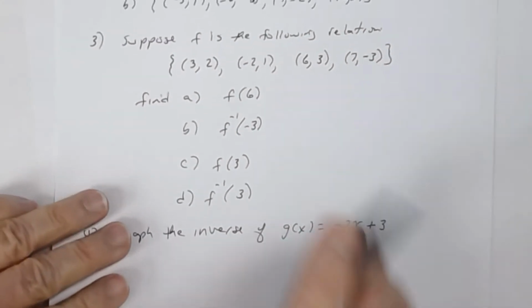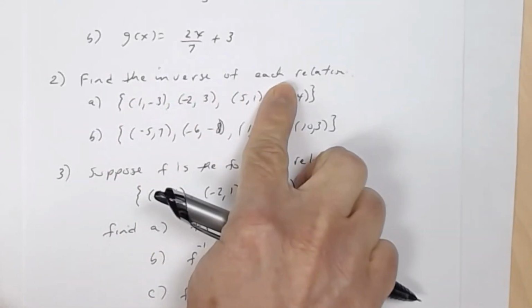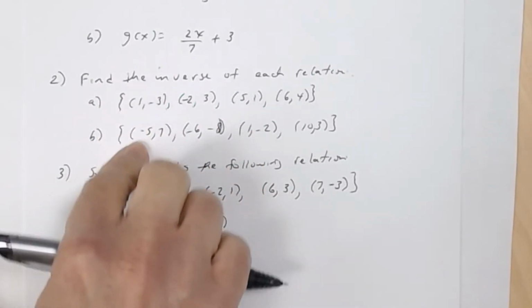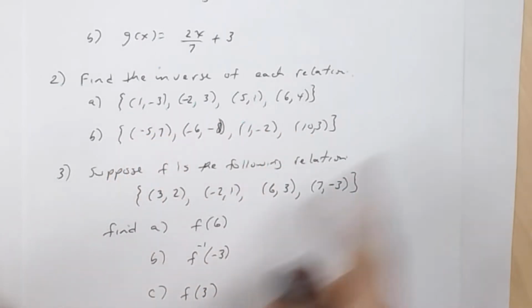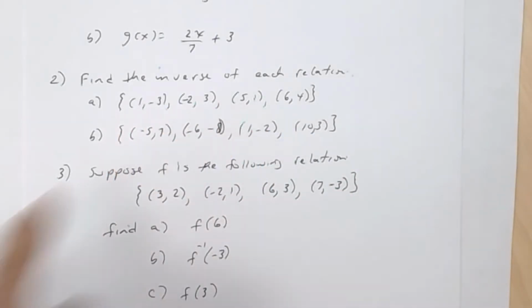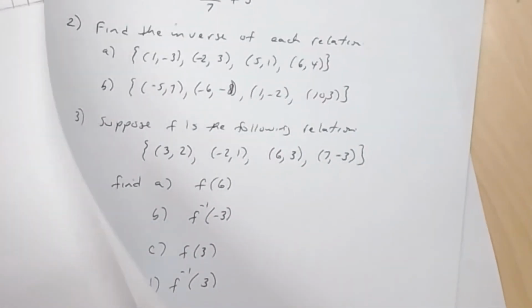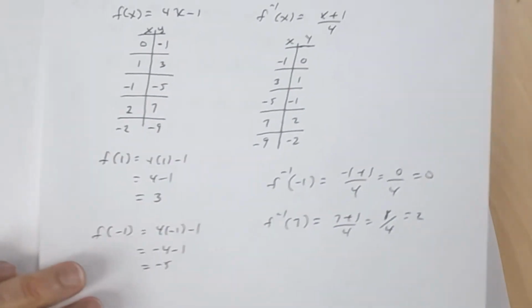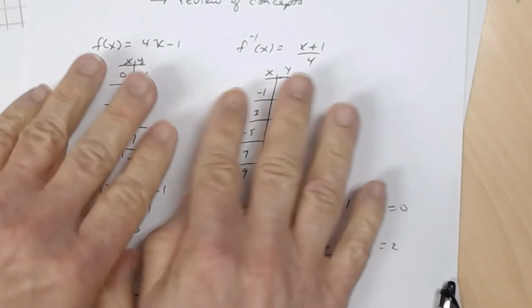All right, so number 2 says find the inverse of each of the relations. Now, your relation here is a finite set, and both of those are functions. So they're functions, and you want to find the inverse of that. So let's go back to the problem we had earlier. I want you to notice something. Y'all remember that these two functions are inverse of each other.